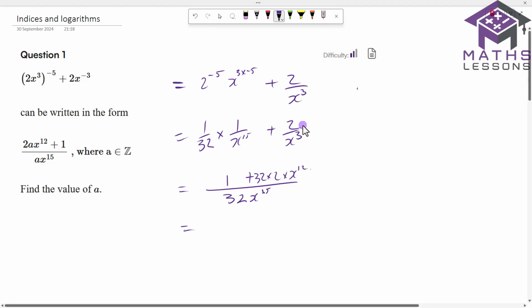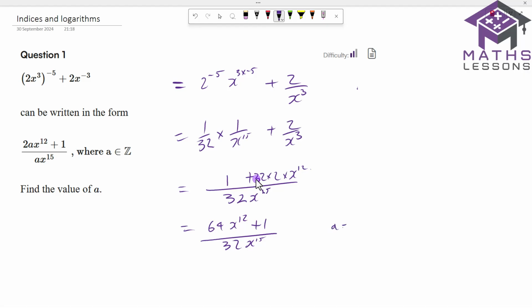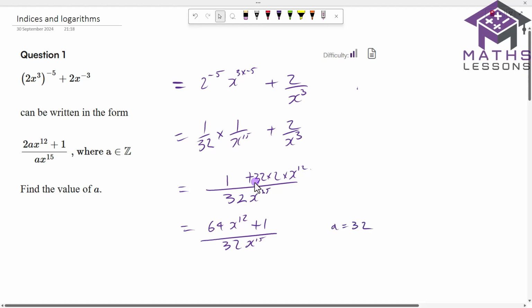So we can see that a is going to be 32 in this case. So better written as 64x. If we were to write it out as one fraction, it's better written like this. And obviously a is going to be equal to 32.